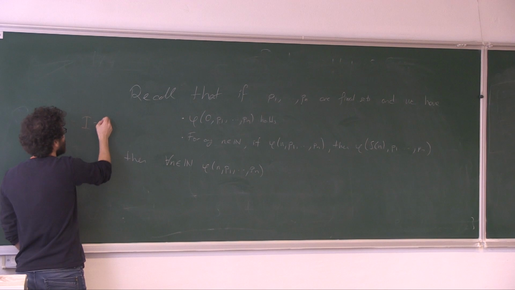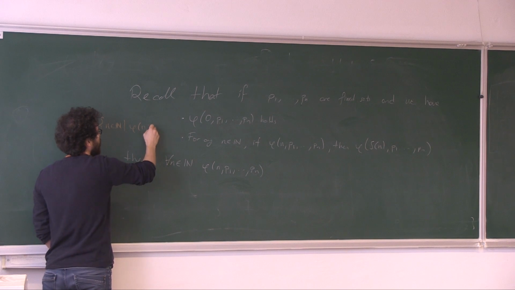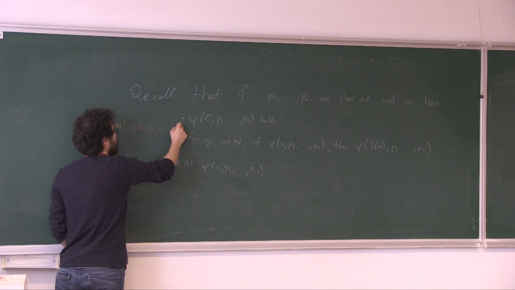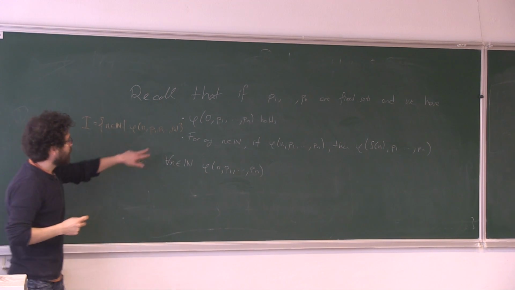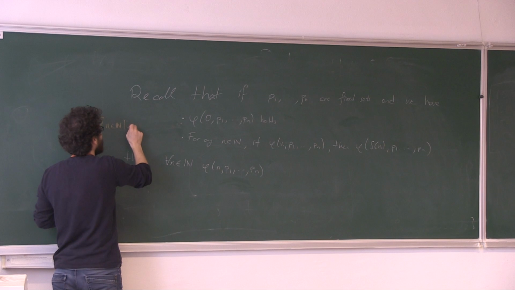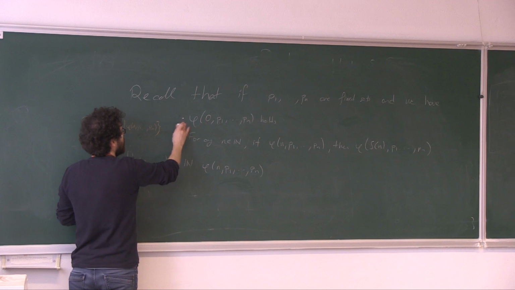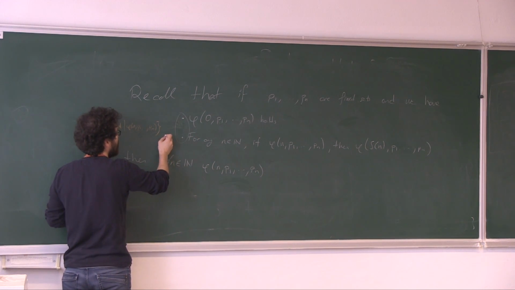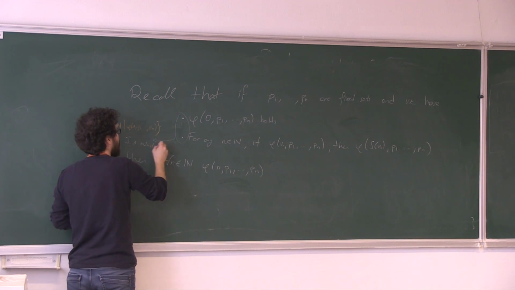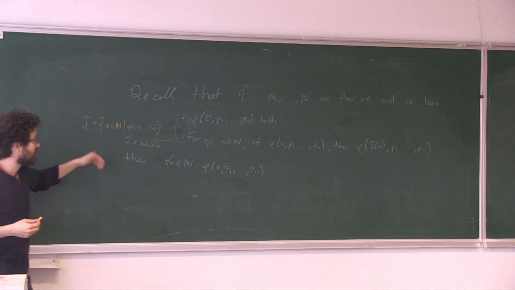Because let's construct the set I, which consists of all natural numbers n such that phi of n, p1, p2, ..., pn holds. Okay? Now, these two properties together imply that this set I is inductive. And the principle of induction says any inductive subset of natural numbers is the set of natural numbers. It's the whole thing.